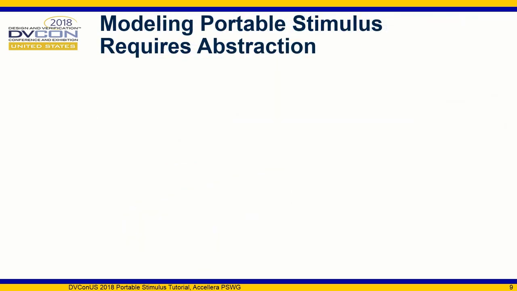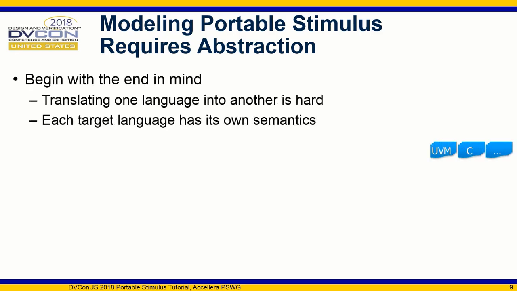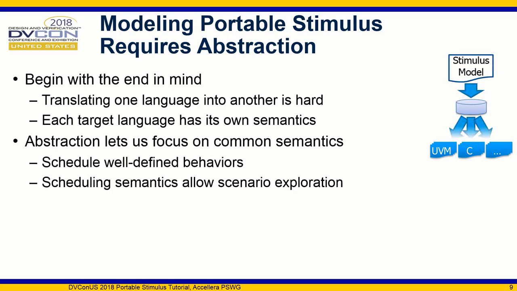So as I said, portable stimulus requires abstraction, so we want to start with the end in mind. We've been thinking about this for a long time, and what we realized right up front, having been at DVCon since it was HDLCon, back when we had Verilog and VHDL, everybody knows translating from one language to another is really hard. So we did not want to do that, because each target language has its own semantics. There's lots of other idiosyncrasies between languages. We did not want to say, okay, you can start here and we'll figure out how to translate there. Not going to happen. Instead, we wanted to focus on the common semantics at an abstract level.